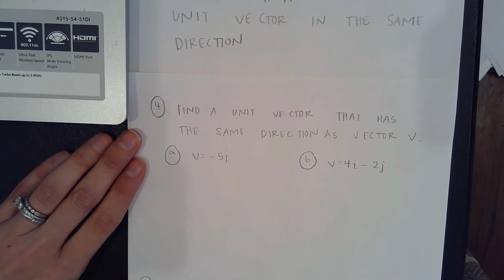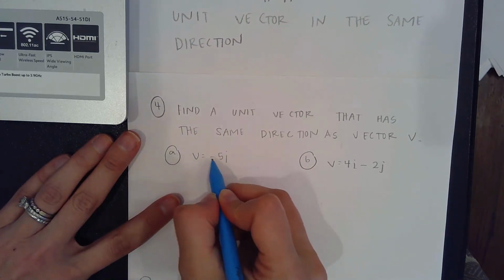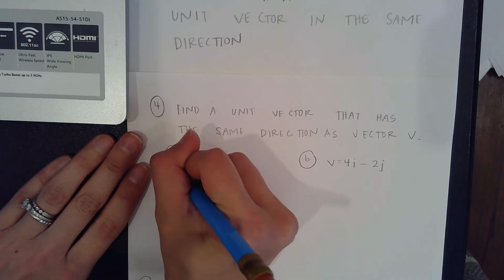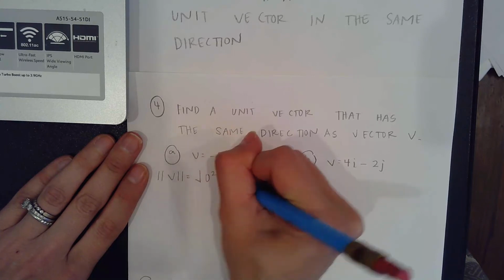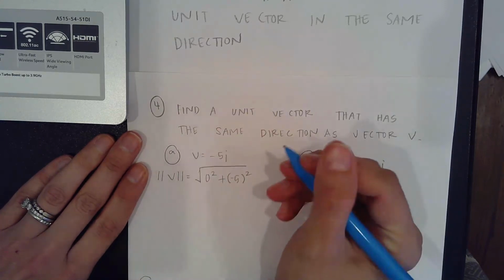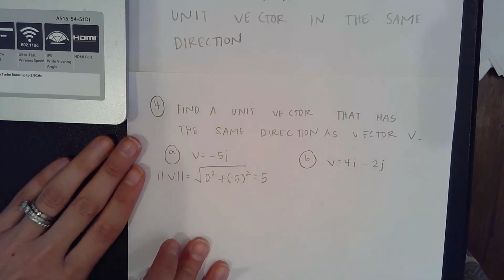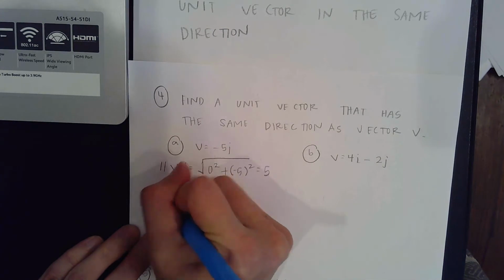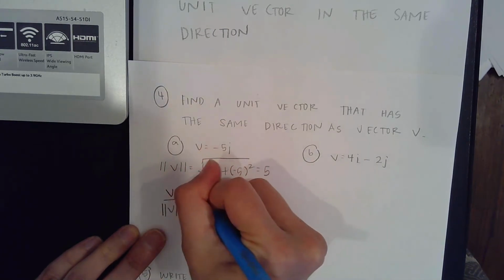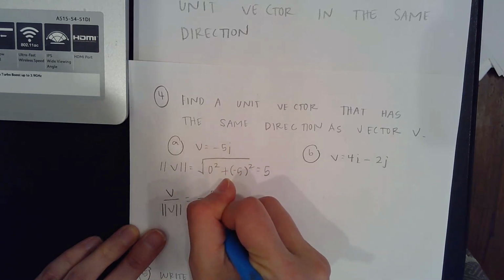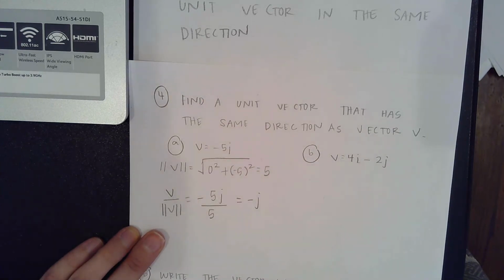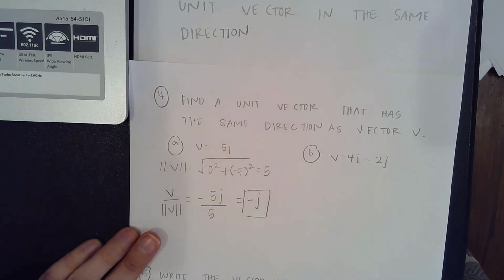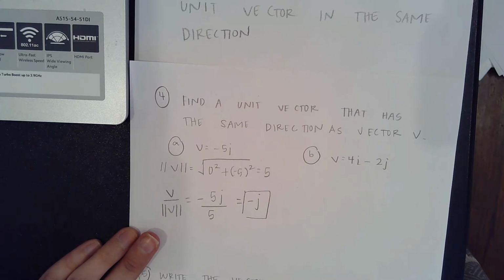Alright, so let's look here. Find a unit vector that has the same direction as vector v here. So v is negative 5j. So the magnitude of v is going to be 0 squared plus negative 5 squared. So that's going to be 25, so the magnitude is just going to be 5. So the unit vector in the same direction is just going to be your vector v divided by the magnitude of v. So it's going to be negative 5j divided by 5. So this is just going to be negative j here. This is a unit vector that has the same direction as my original vector.